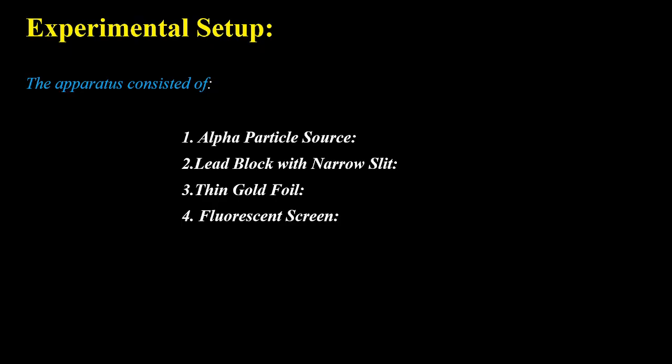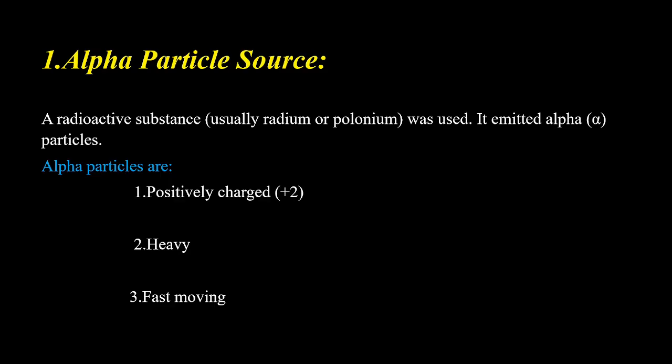For the experimental setup, the apparatus consisted of a source of alpha particles and a lead block with a narrow slit to keep the alpha particle source inside it. They used a thin gold foil and a fluorescent screen. As the alpha particle source, they used radium or polonium because they can emit alpha particles.